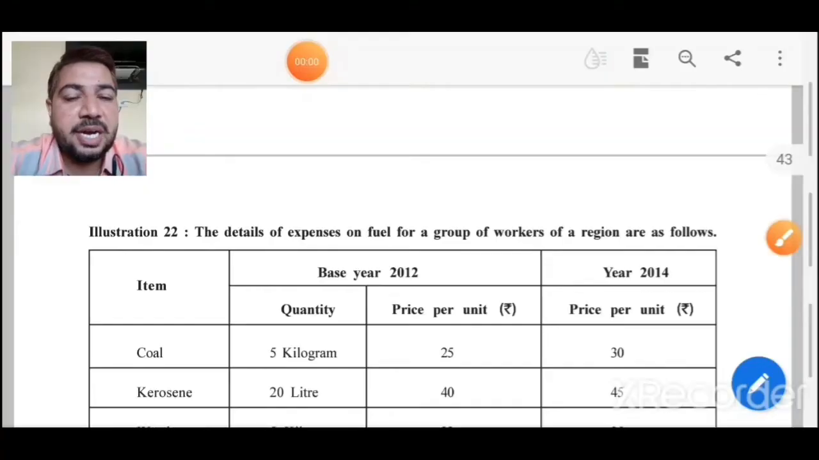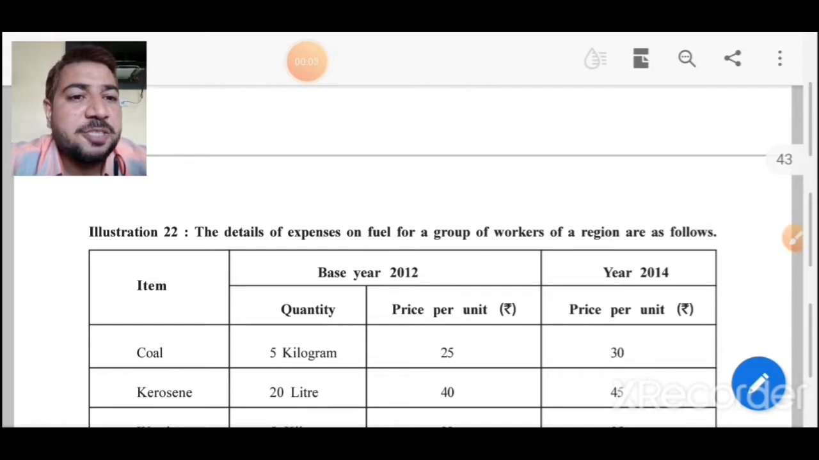Friends, in my last video we discussed some typical examples, illustrations and some important formulas. In this video we will solve some more typical illustrations and short sums. So let's start. Friends, take out your textbook and open page number 40, illustration number 22.